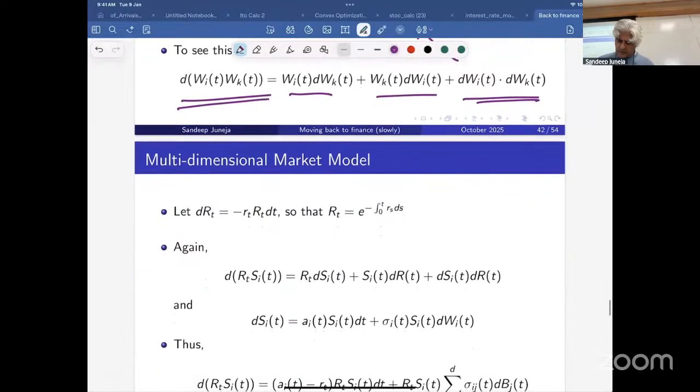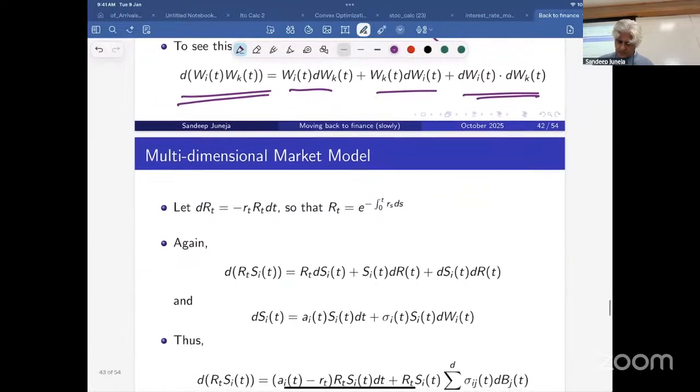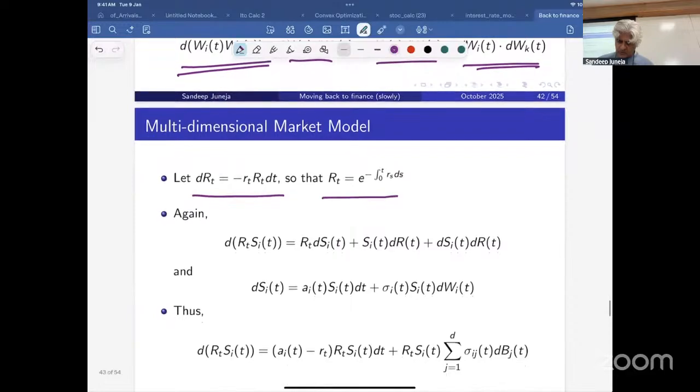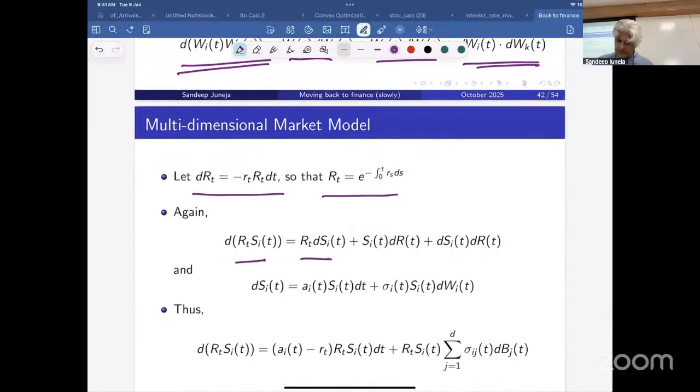Okay, so we're back to the multi-dimensional market model. We have our risk-free security as before. We're just allowing R of t, small r of t, to be an adapted process. So it's more general. Then we look at discounted securities, R T, dSIT, SIT, dRT. Then this is the second order term.